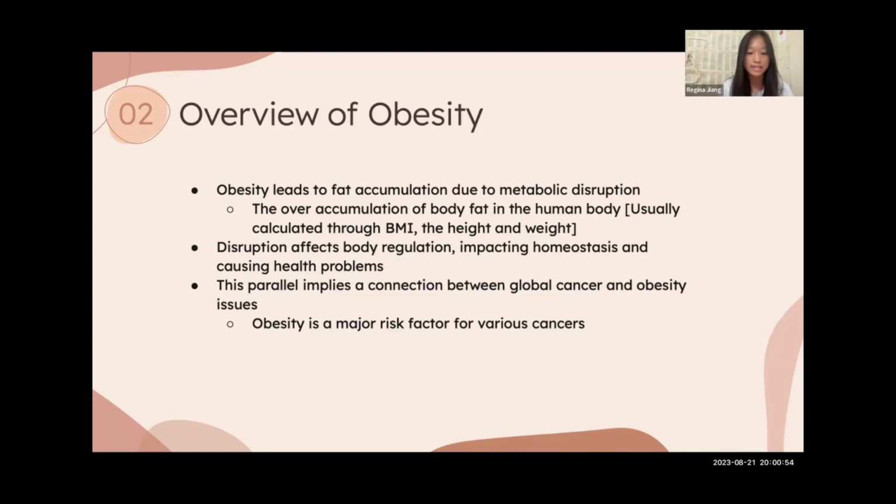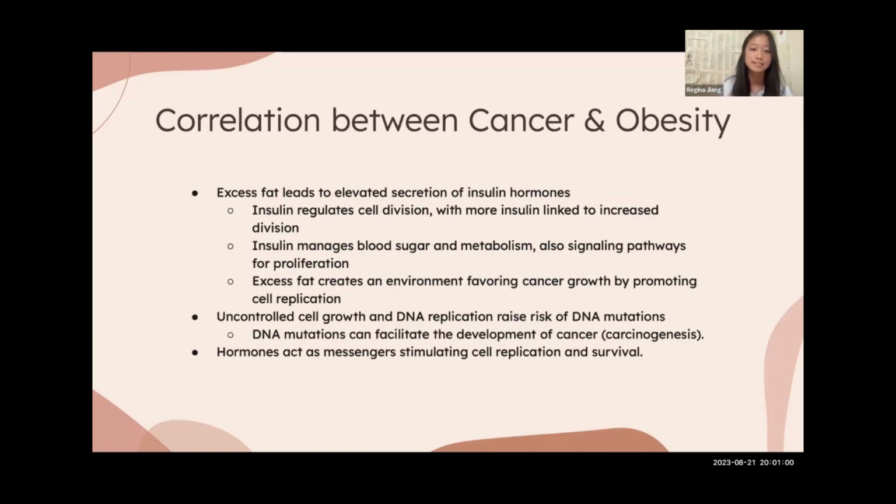So through research, obesity is a major risk factor for various cancers. For instance, due to the excess fat in obesity, there's an elevated secretion of insulin hormones. Insulin manages the blood sugar and metabolism, and it also signals pathways for proliferation. With the regulation of cell division not being under control, there's a positive correlation between insulin and division, so with an increased amount of insulin, there's also going to be an increased amount of division. Without this regulation, this creates an environment favoring cancer growth by promoting uncontrolled cell replication.